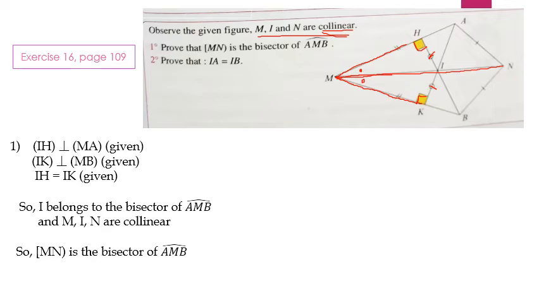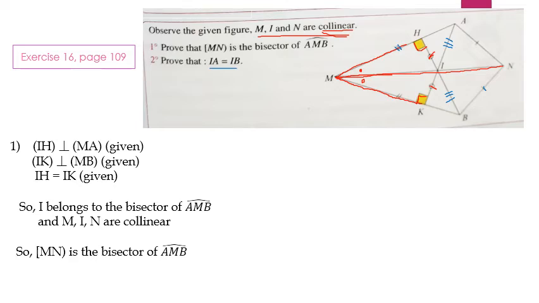Prove that IA equals to IB. This is IA here. I have to prove it equals to IB. I will put the same signs since here they put one dash and here two dashes. I'll write three dashes only just to see the difference. Okay, how to prove that IA equals to IB?